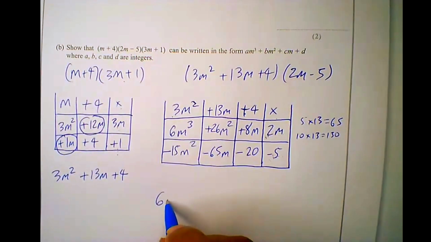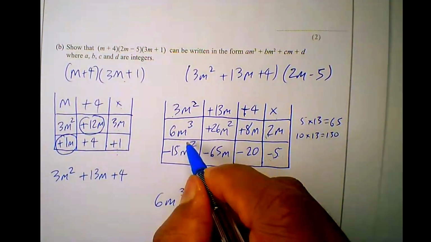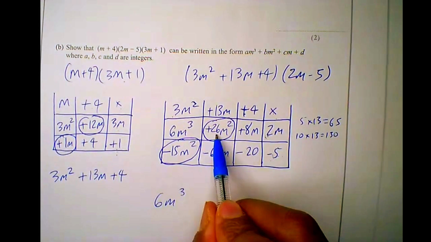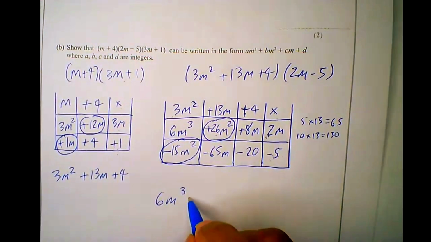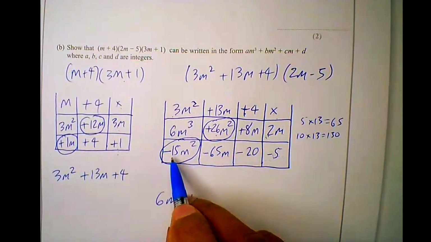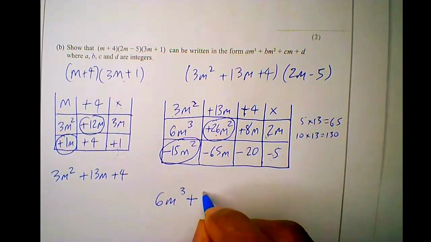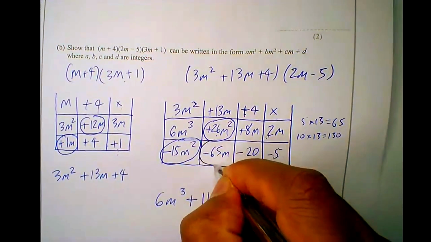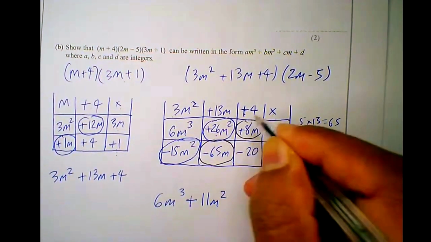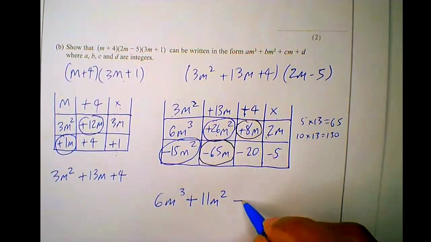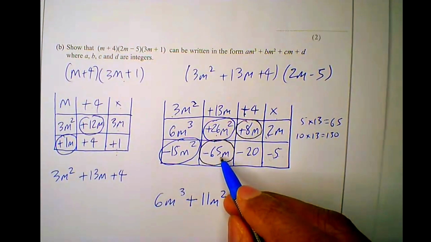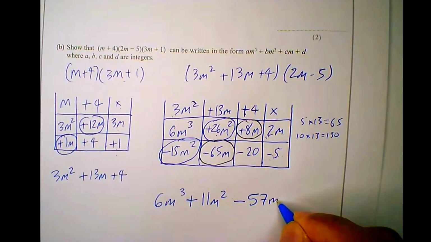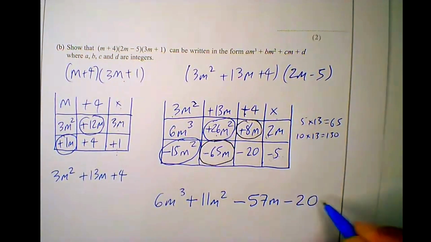Now I simplify. I've got 6m cubed. I've got minus 15 plus 26m squared. So 26 take away 15 is going to be 26 take away 10 is 16. Take away 5 is 11. So 11m squared. Then I've got my m term, minus 65 plus 8m. That gives me minus 60, take away 3 is 57, so minus 57m. And then I've got my number term, minus 20.